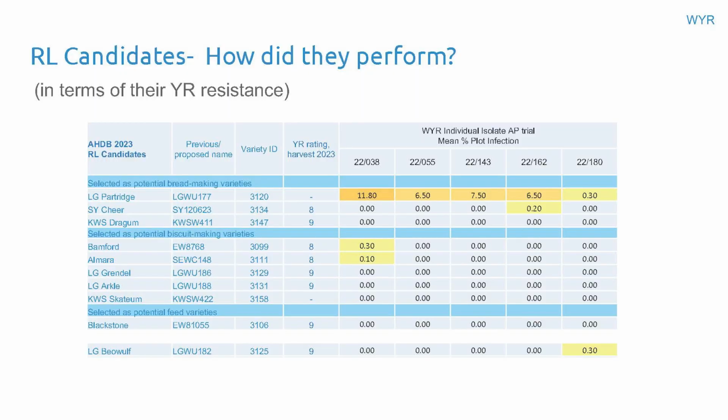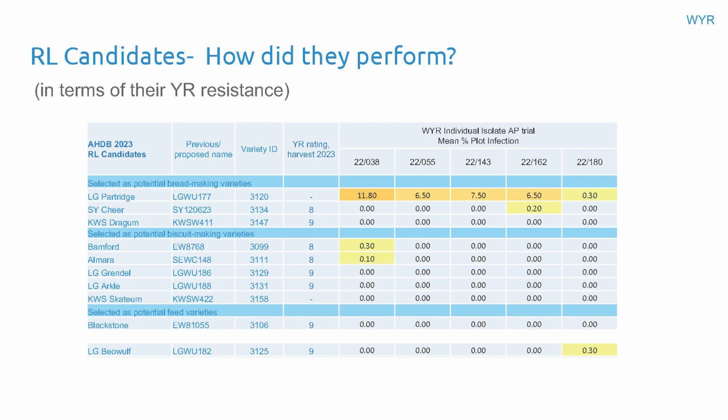So the candidates, how did they perform? So you can see I've just highlighted some of the reactions here. So LG Partridge, that was our most susceptible candidate, having infection with all of the isolates. If we just have a look at the ones that scored 0, 0 throughout those 6 assessments, you can see we have KWS Dragon, LG Grendel, LG Arkle, KWS Scatum, Blackstone and Belinda were scored 0, 0, so they did very well.